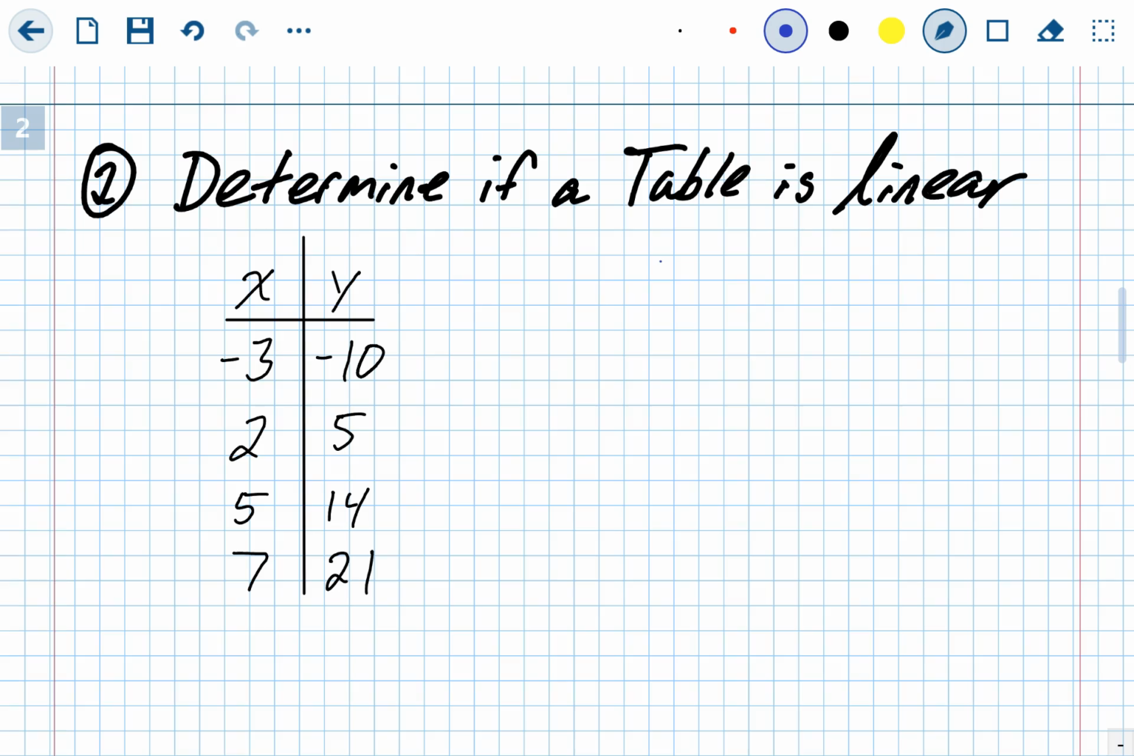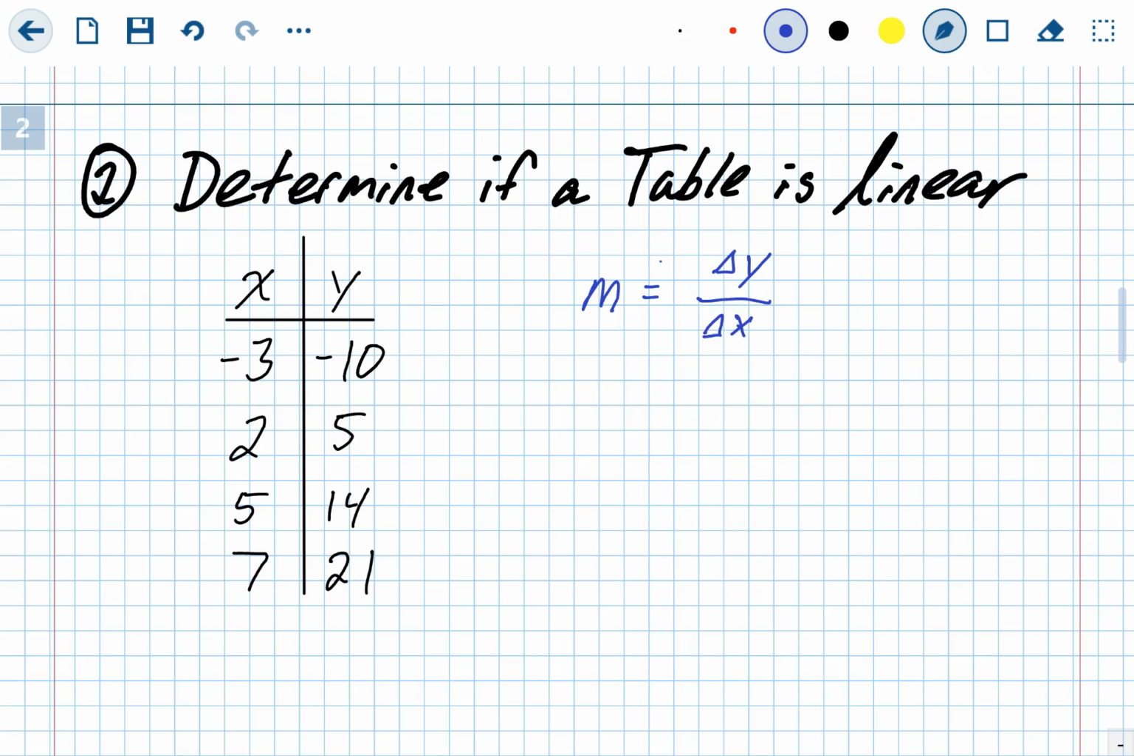What if the table is not linear? Or what if we don't know if the table is linear or not? Okay. So this one we're going to determine if this table is linear. Now instead of using the normal slope formula of y2 minus y1, I'm just going to use the other definition of the change in y over the change in x, delta y over delta x.